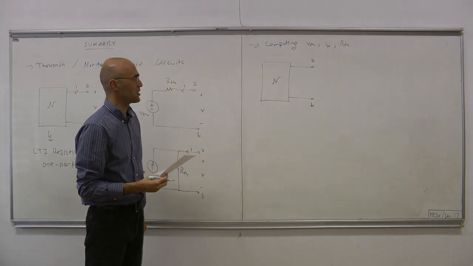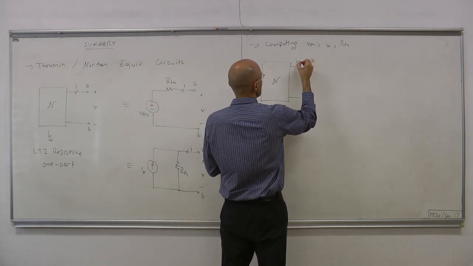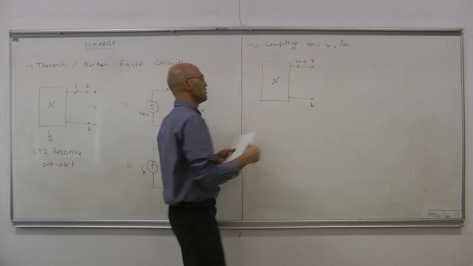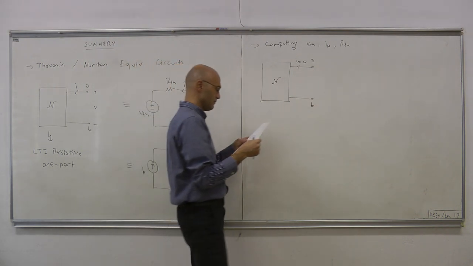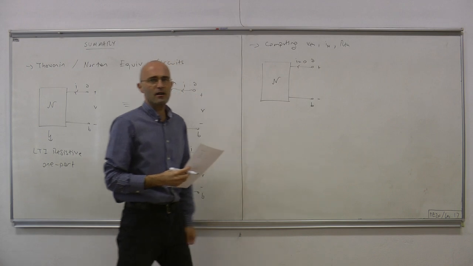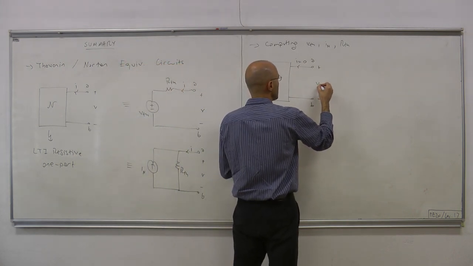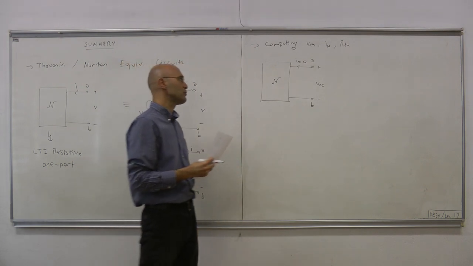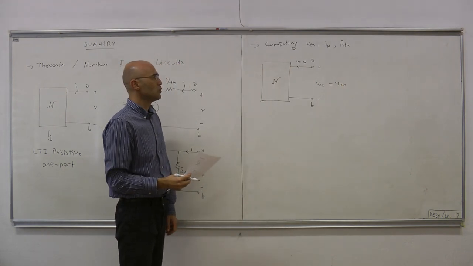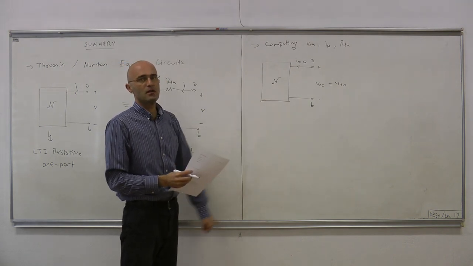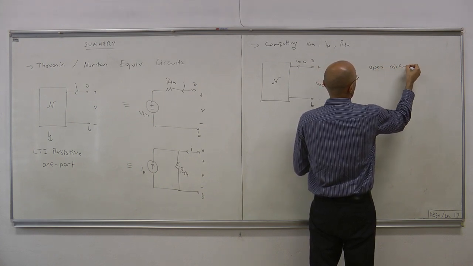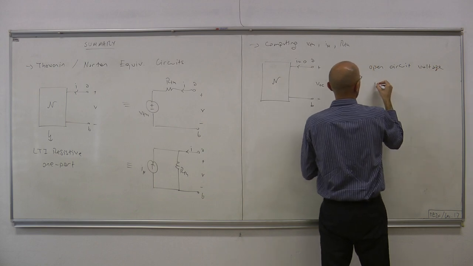You take your one-port, which is given, and you let the port terminals be disconnected from the outside. That is, you let the port terminals be open circuit, and that means this current is zero. In that case, you measure a voltage, and that voltage we're calling V open circuit. That open circuit voltage must equal the Thevenin voltage. So that's how you compute or measure the Thevenin voltage from a given one-port: open circuit voltage equals Thevenin voltage.